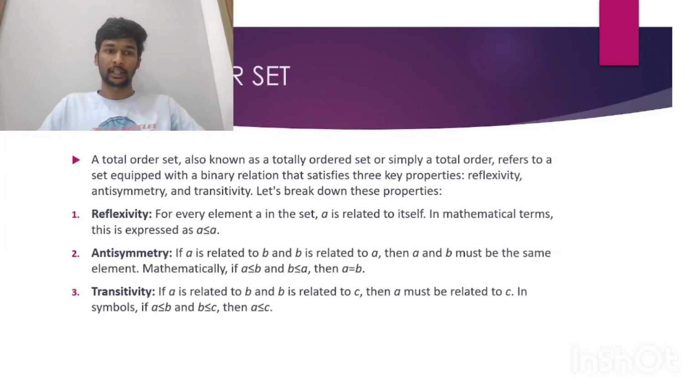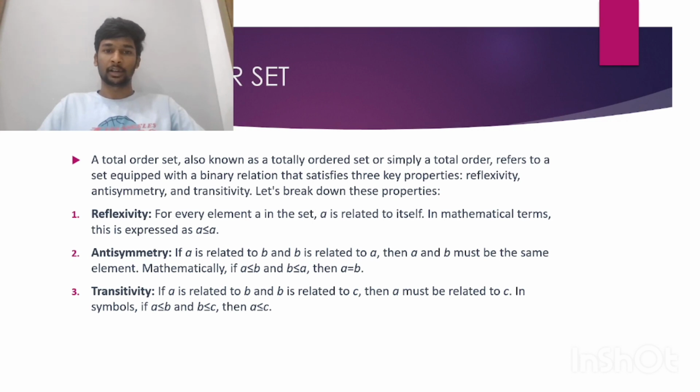A total order set is also known as a totally ordered set or simply a total order set. It refers to a set equipped with a binary relation that satisfies three properties. We can say a set is a total order set by confirming that it satisfies the properties: reflexivity, antisymmetry, and transitivity. Here are the three. Reflexivity, let's know about it.